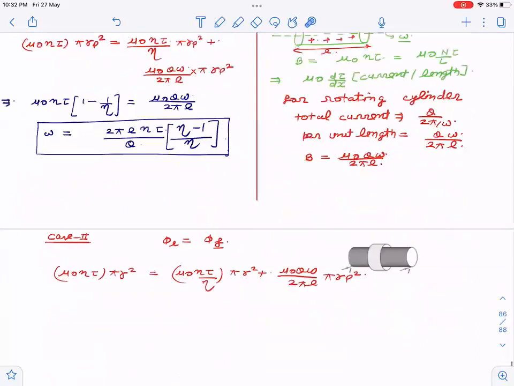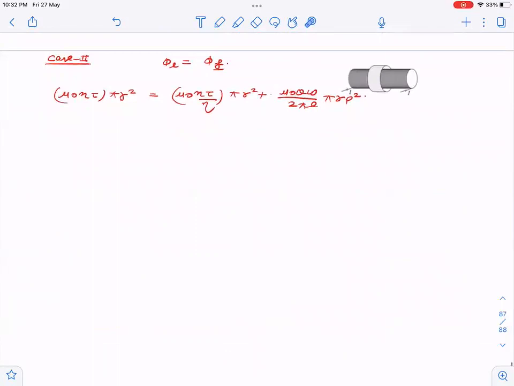Now for the second one, I have just written the equation and left it. For the second one, phi initial equals phi final. Here, initial flux is mu naught ni into pi r square. r is the radius of the solenoid because you don't have any magnetic field in this annular region. Then after that, this is the flux, mu naught ni by eta into pi r square again, in that magnet. But when it acquires angular velocity, this is the magnetic field, right? This I have already explained, into pi rp square. So from here now you can calculate for the second case, right?